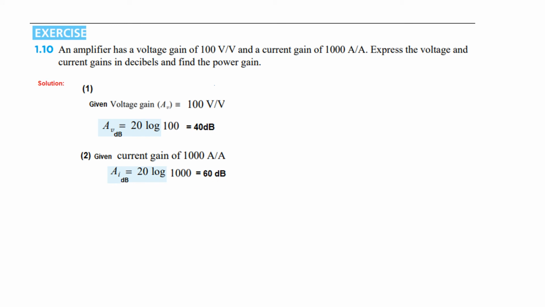Now to calculate the power gain, we cannot multiply the dBs, but we can multiply in the ratio form that we have. So AP is AV into AI. AV, that is the voltage gain, was 100 and current gain was 1000. So this becomes 100,000. And now we can take log, that AP dB is, again you have to keep in mind that you have to use 10, not 20. So 10 log of 100,000, and this will give you 50 dB. So this is 1.10.